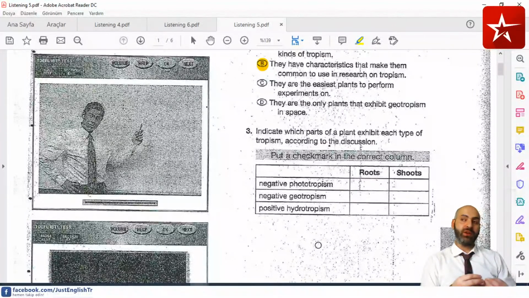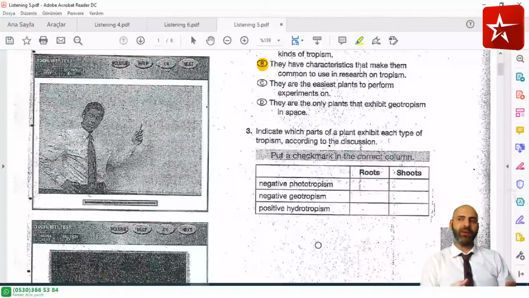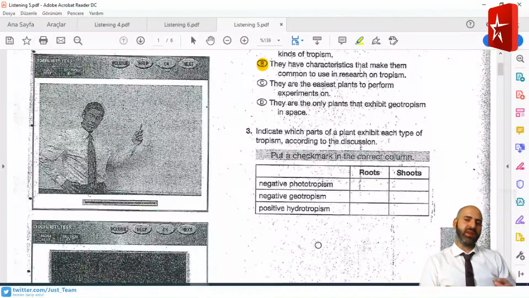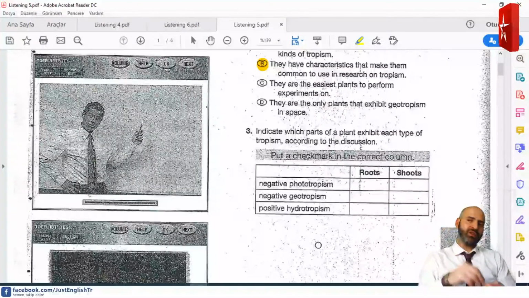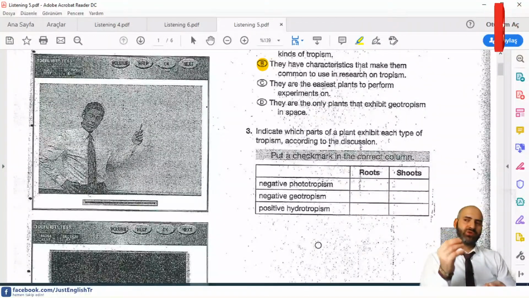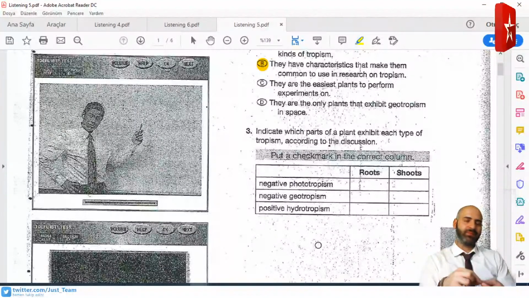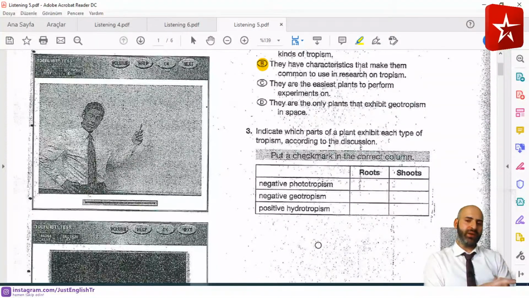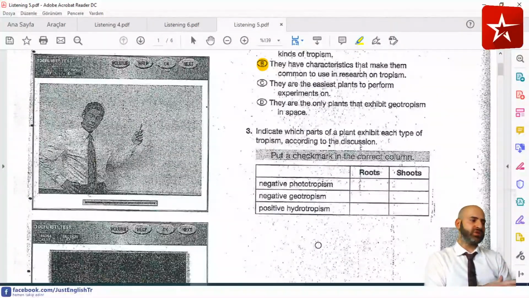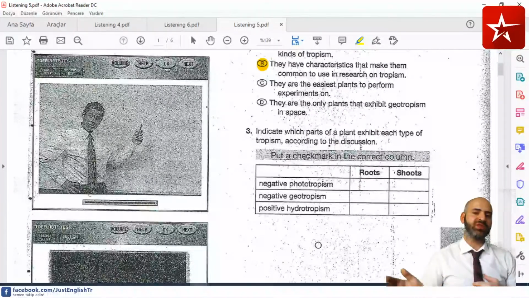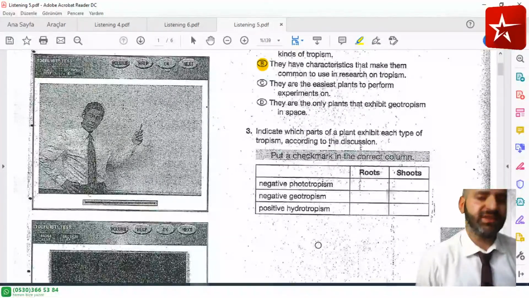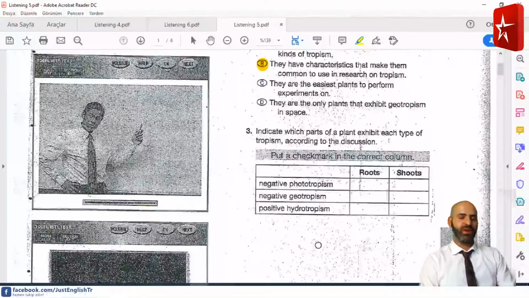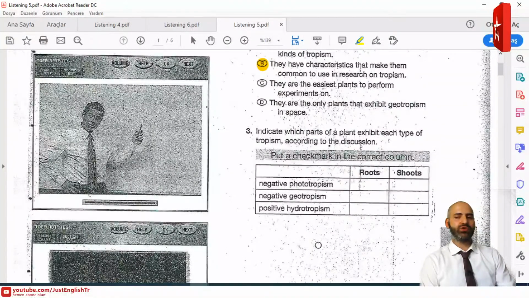For example, if we are talking about any kind of plant or flower or anything, the part which is inside the ground, this is root, and the part which is on top of the ground is shoots. Shoots have leaves, okay? The thing where you see leaves, this is shoots. And which one has negative phototropism? Roots or shoots? Which one goes away from light? Because it is negative, so it means away. Does root go away from light or shoots?